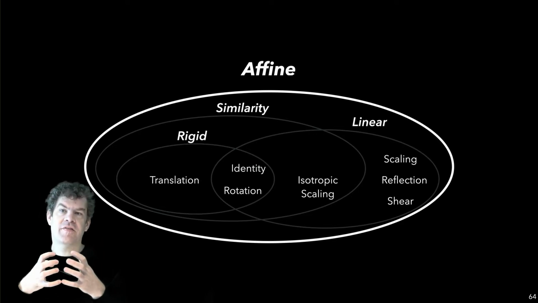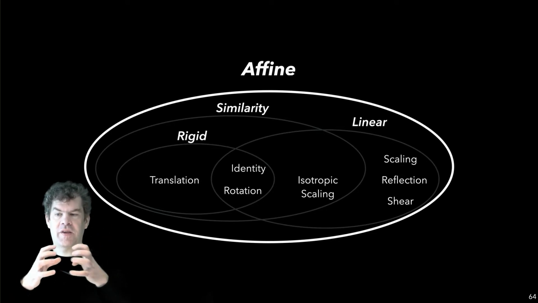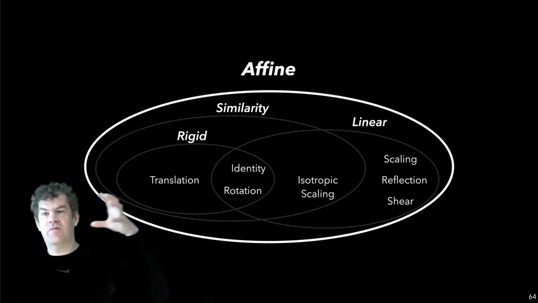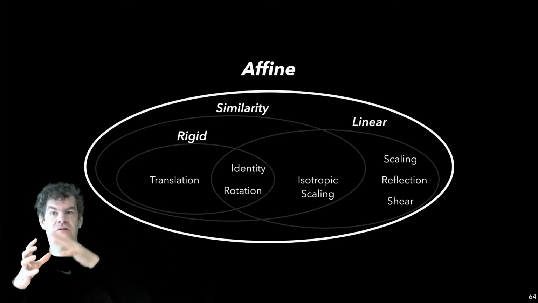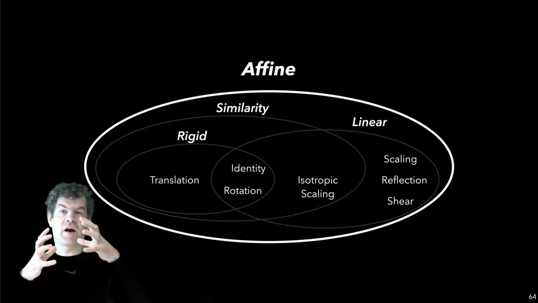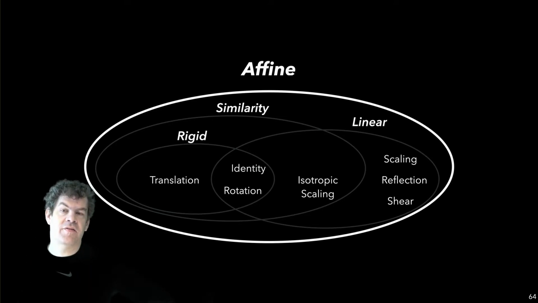And then there's what's called similarity mappings. Those are the rigid transformations. All of those are similarity mapping plus isotropic scaling. So basically just increasing the size, zooming in or out. Translation plus rotation plus zooming in and out uniformly, that's called a similarity mapping.